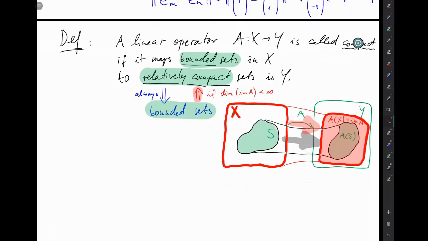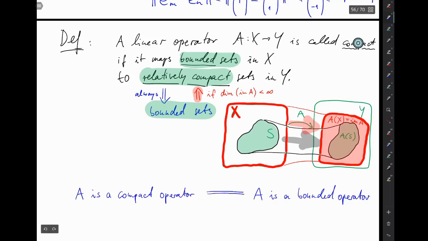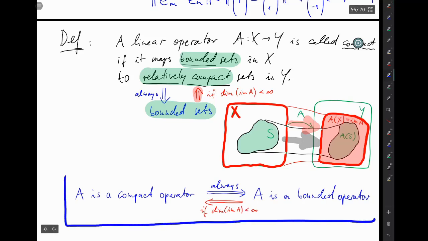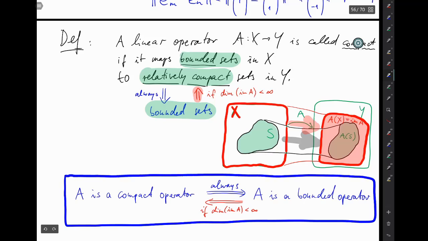Okay, let's just summarize this. So between the statements that A is a compact operator and A is a bounded operator, we always have this implication, and we sometimes have the reverse implication, and more exactly sometimes means if the dimension of the image space of A is finite. Okay, that's quite an important insight. Let's frame that so we can easily find it later on when we need this statement.